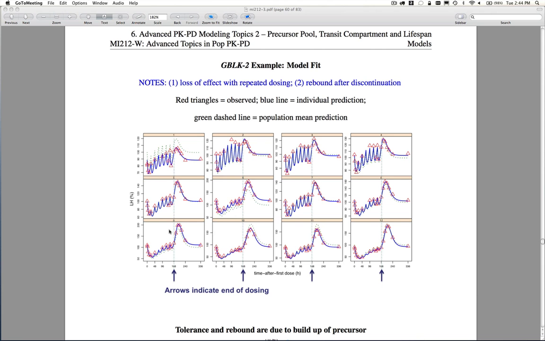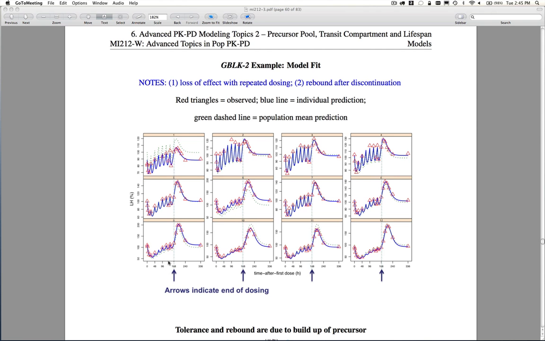And then as you increase in dose groups, you get less fluctuation, first of all, within a day. You do get a greater overall suppression. You do develop some tolerance here, and then you see the marked rebound in response following that. And again, the arrows here indicate the end of that 7 days of dosing.